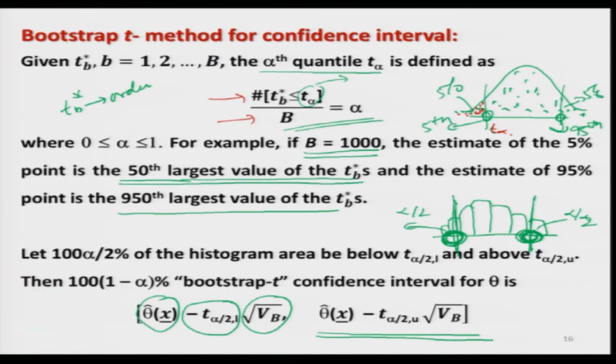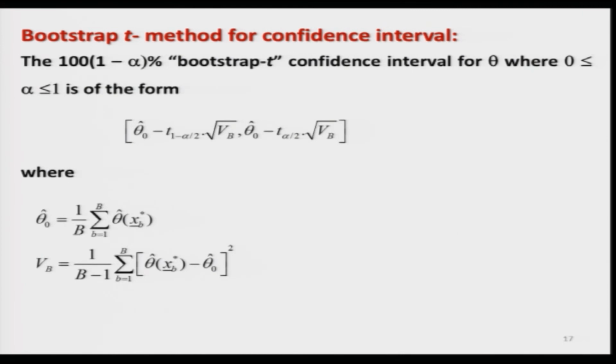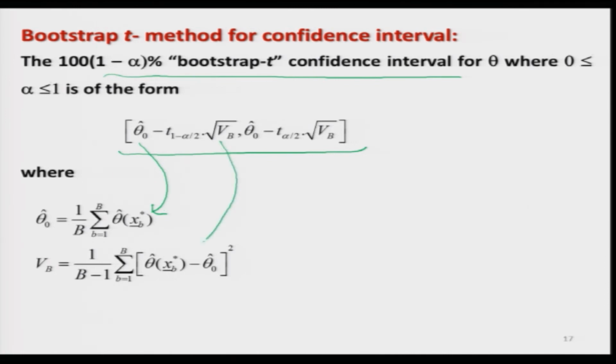So, this is how we can obtain the confidence limit using the T method, and in brief, if I try to comprehend all the results whatever I have used here, in general I can say the 1 minus alpha % confidence interval based on the bootstrap T methodology for the parameter theta, for alpha between 0 and 1, will look like this. Theta hat. If you remember, you had defined it to be the bootstrap estimator of theta, and VB here is defined as the bootstrap variance, right.